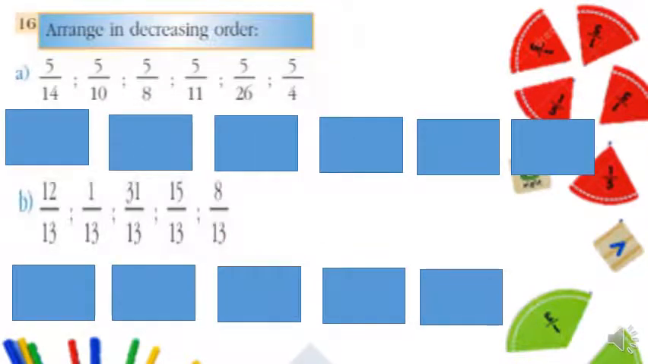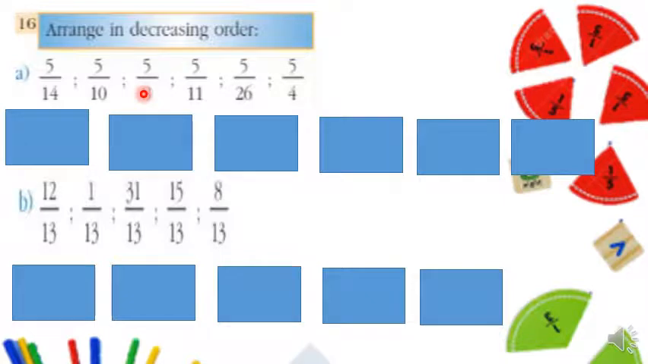Okay, now let's solve exercise number 16. In this case, we want to arrange the fractions in the decreasing order. It means from the greatest to the smallest. Starting with part A, we have 5 over 14, 5 over 10, 5 over 8, 5 over 11, 5 over 26, and 5 over 4.